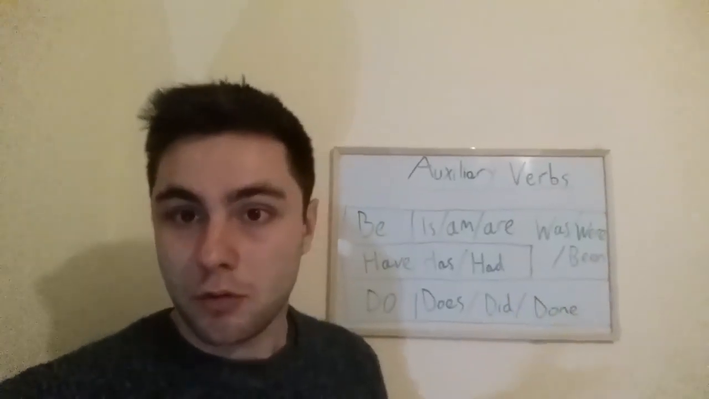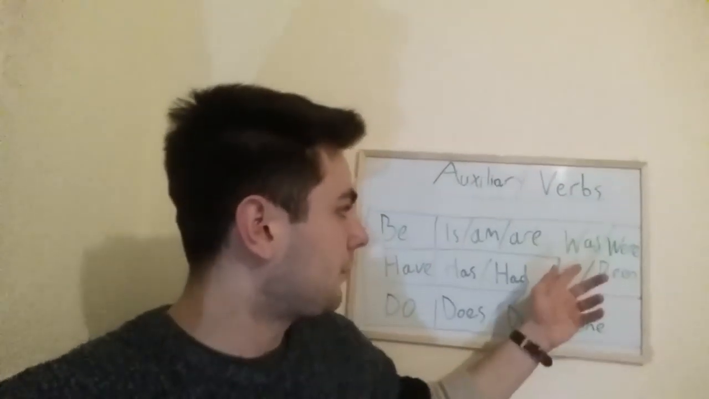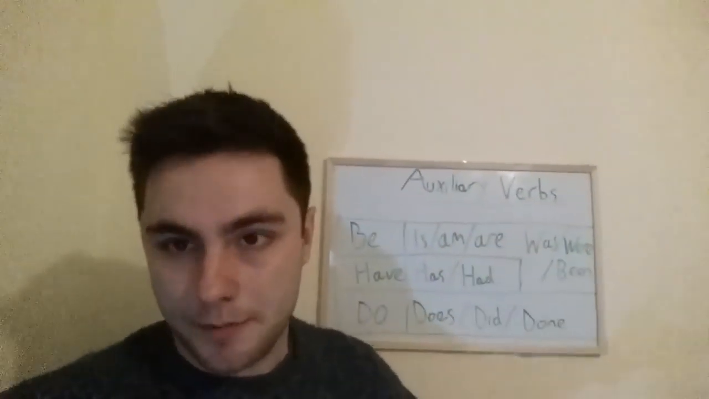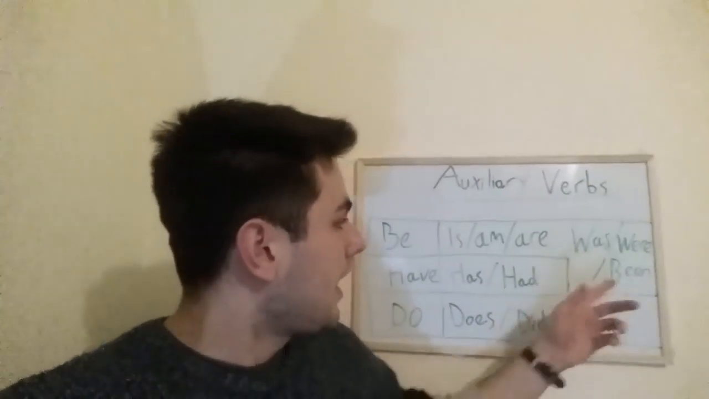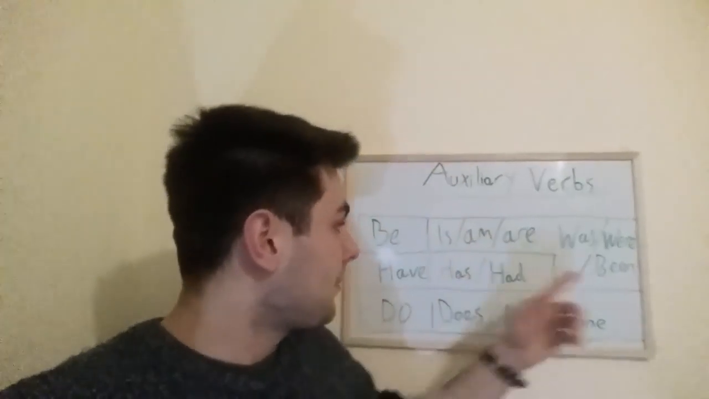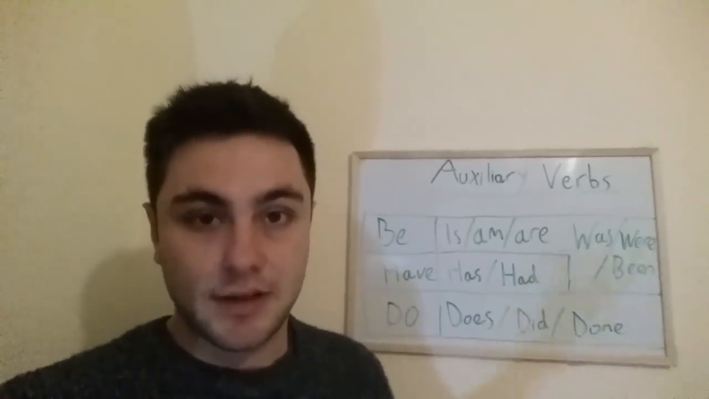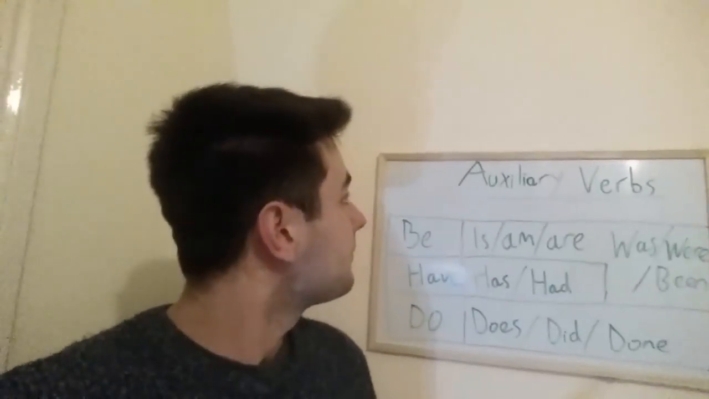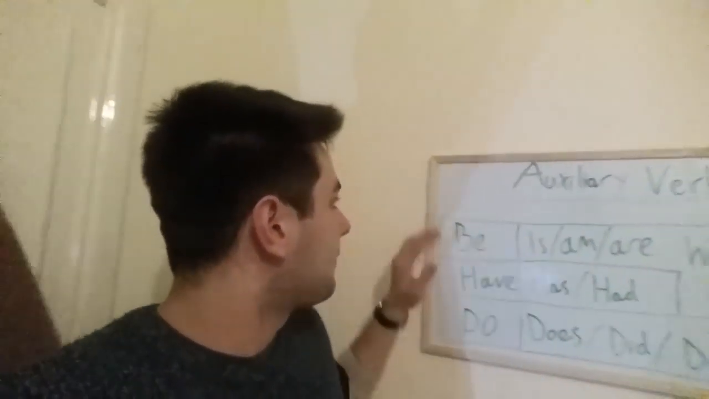Were is the past plural and was is the past singular. So, for example, I was. And with were, they were. That means there is more than one. And been is the past participle of a present perfect simple sentence. So, for example, I have been to France. So we use been only as a past participle.